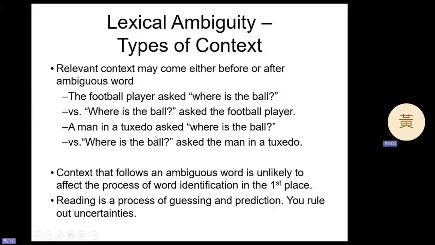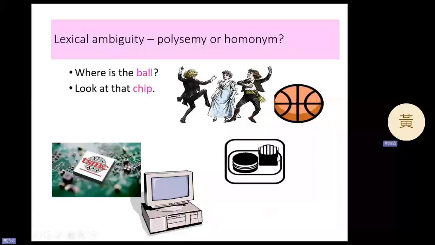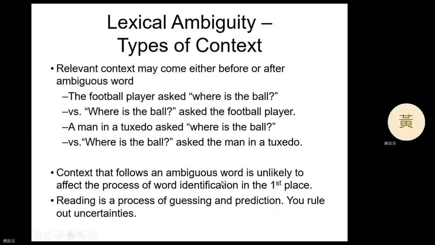A man in a tuxedo asks, "Where is the ball?" What does the ball mean? Let's go back again. A man in a tuxedo asks, "Where is the ball?" So is it on the right or on the left? The context is on the left. So I show you the picture. So later when you post, please find a picture and show the relationship.